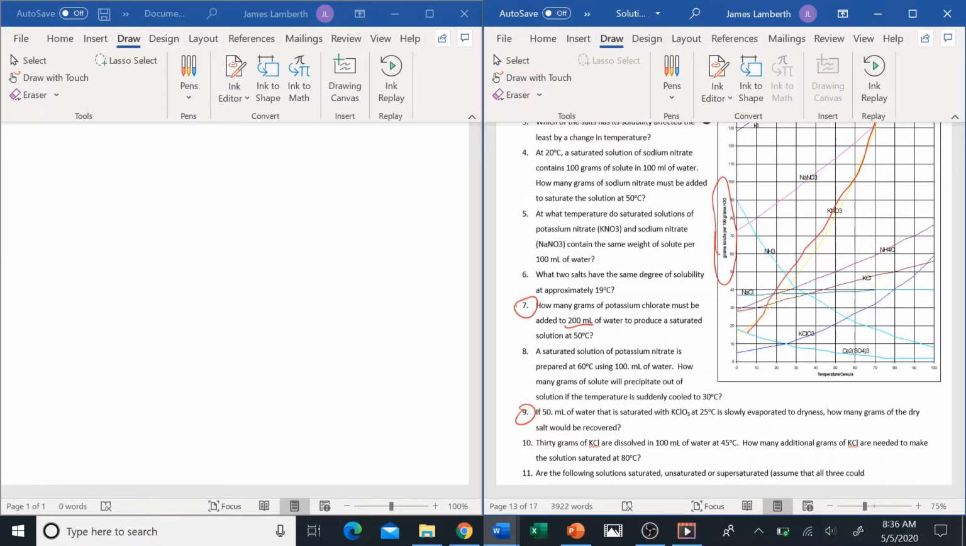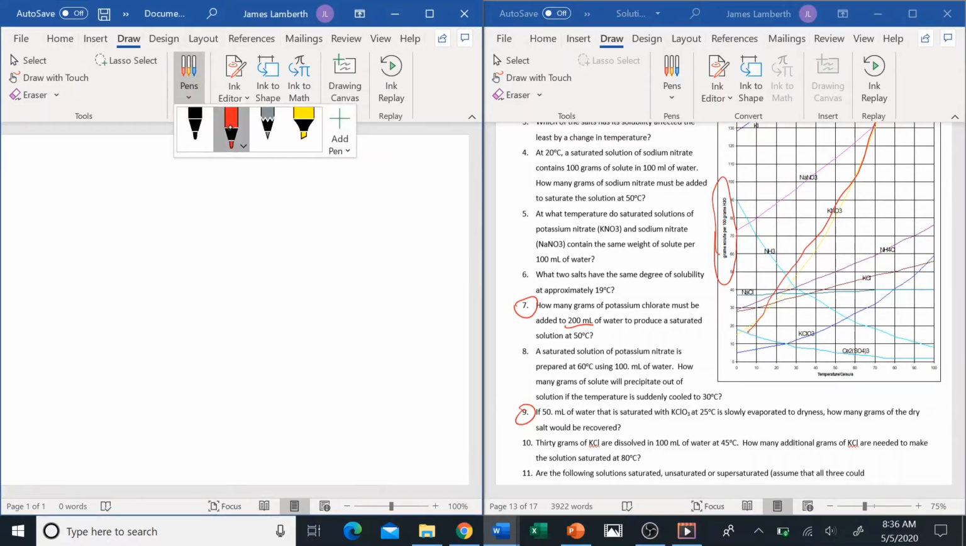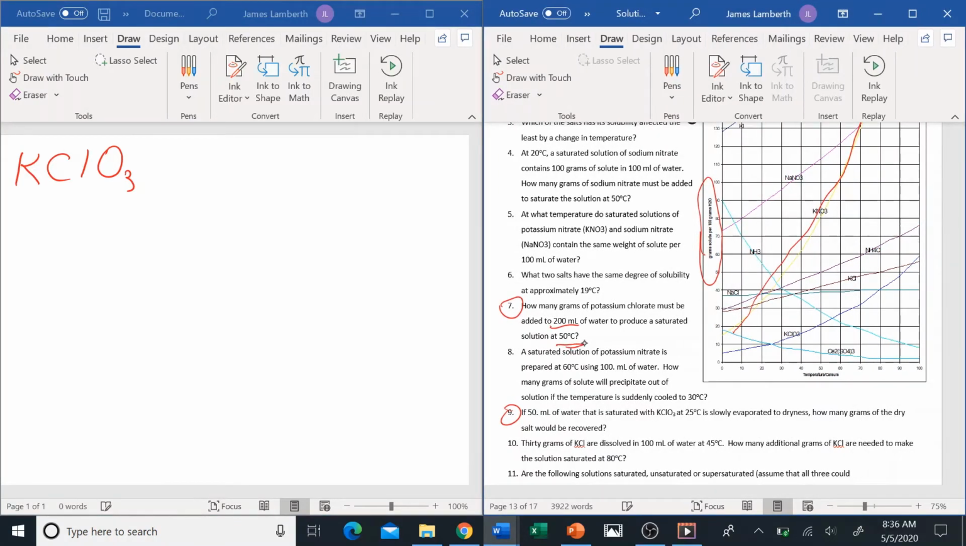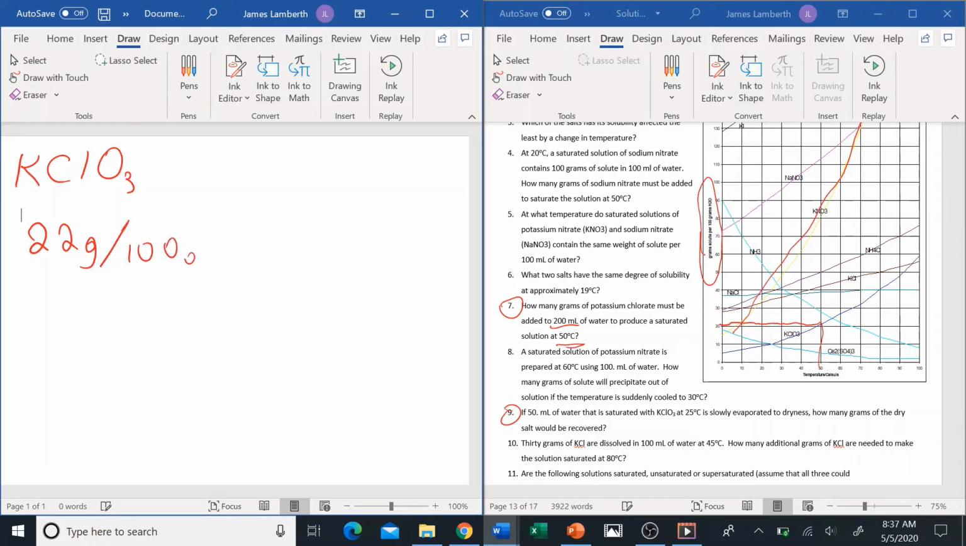So how many grams of potassium chlorate? So potassium chlorate, what is that? That's KClO3. All right, so KClO3 on our graph right here, this dark blue curve, we're given the value 50 degrees. So trace that up, and we see that the solubility of KClO3 is somewhere about, I'd say 21 or 22. So for the sake of this, let's say 22 grams per 100 grams of H2O.